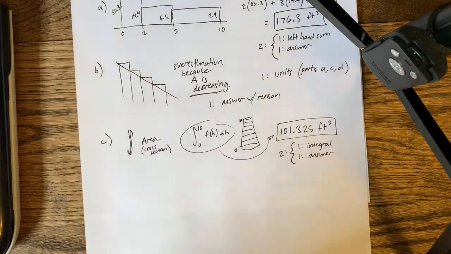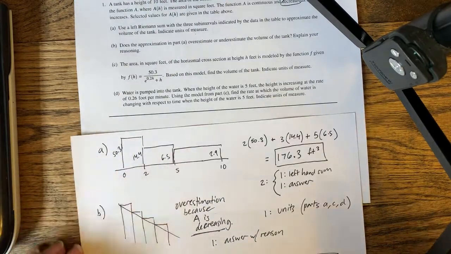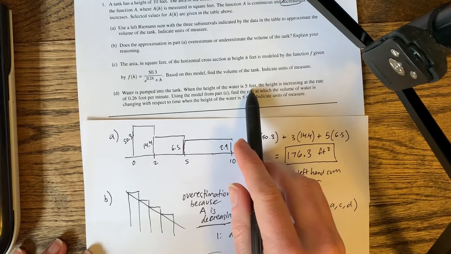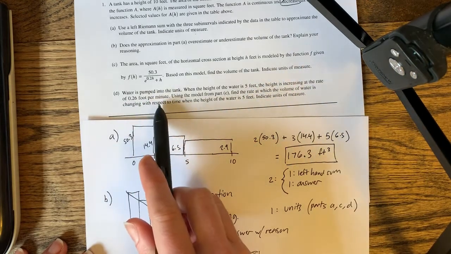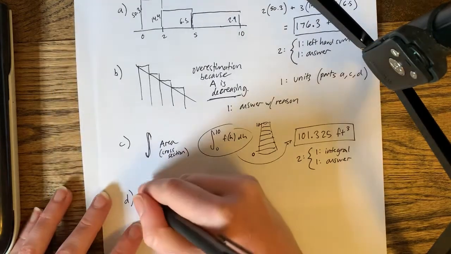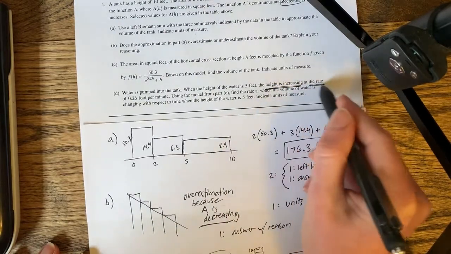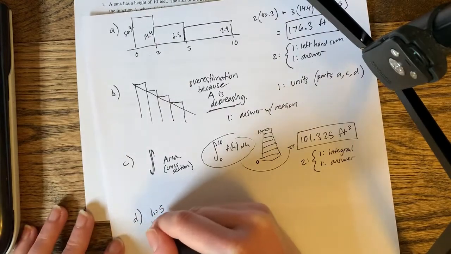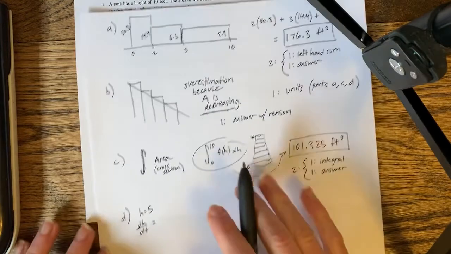All right. Part D. For part D, it says water is pumped into the tank when the height of the water is 5 feet. The height is increasing at the rate of 0.26. So this is a related rates problem. So I'm going to write down height is 5. It says the height is increasing at a rate. That's dH/dt. So dH/dt equals what they say, 0.26.